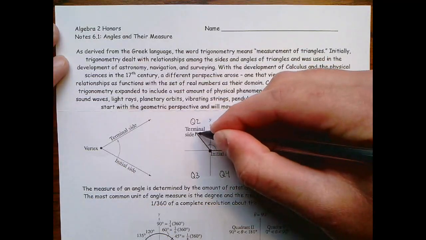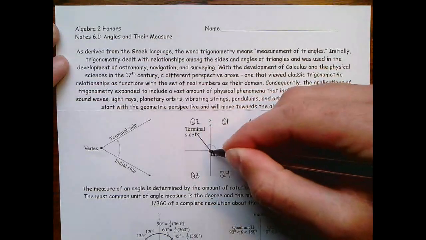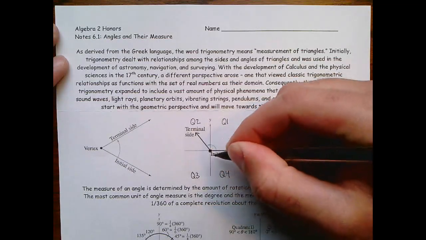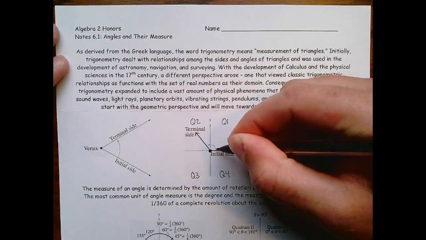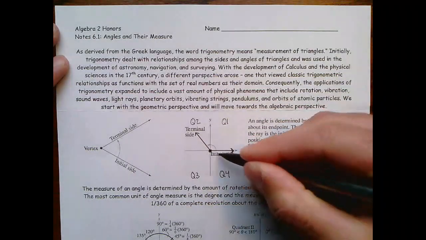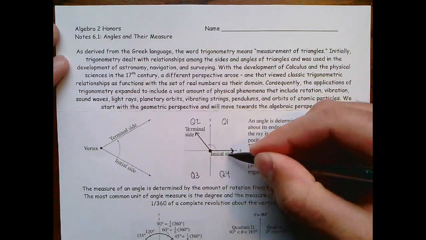and that will end up being the terminal side. Now the terminal side is also a ray. The endpoint that was at the origin is still at the origin, and now that ray is extending off into any of the quadrants depending on how far we're rotating it. So notice that this is going to be the degree measure of rotation. So the initial side is the starting side. It always starts where we want it.